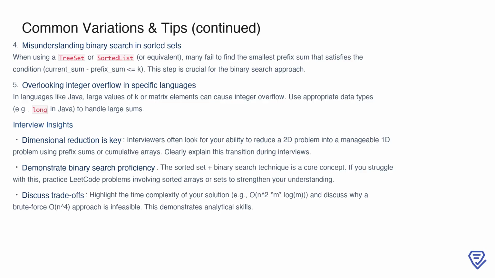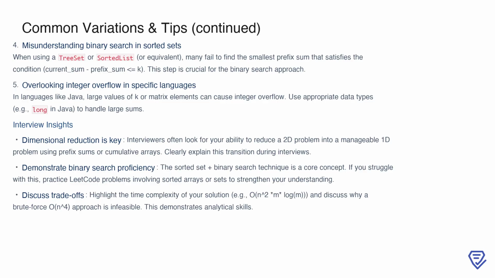Another pitfall is misunderstanding how to use binary search with sorted sets, such as a tree set or sorted list. The key is to find the smallest prefix sum that satisfies the condition current_sum - prefix_sum <= k. Many miss this critical step, leading to incorrect results. Additionally, in languages like Java, you must be cautious about integer overflow when handling large values of k or matrix elements. Use data types like long to safely store large sums.